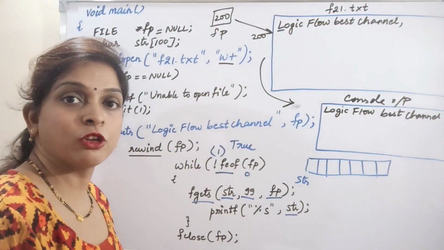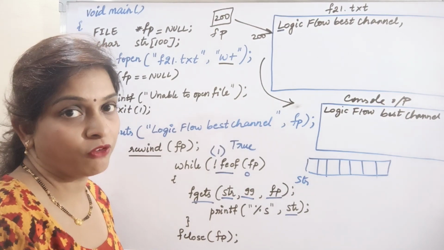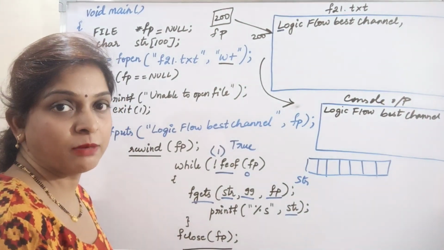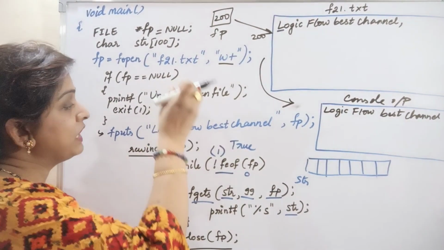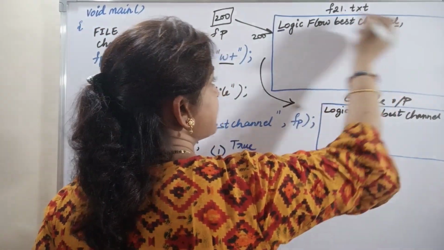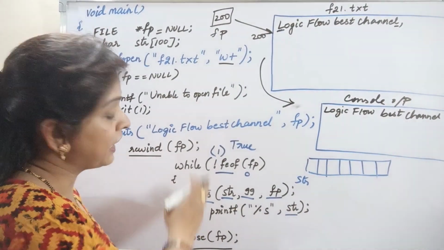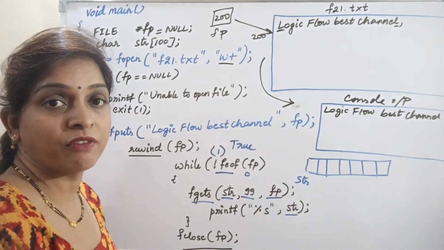Then again, when I print the data, it will be pointing to here. Is feof of the file pointer true? Yes, it is pointing to the end of the file. So this block will not be executed. Close the file with the file pointer, then close the main program. So we write the data, and after writing, the content will be placed here. Then I say rewind, the pointer will be at the first position. Then I read the data. This is how we use the rewind function.